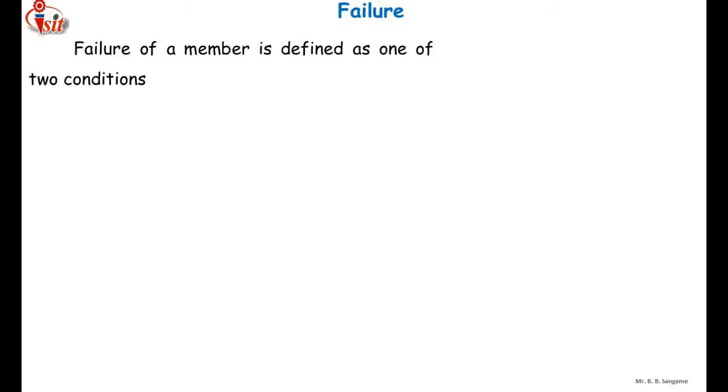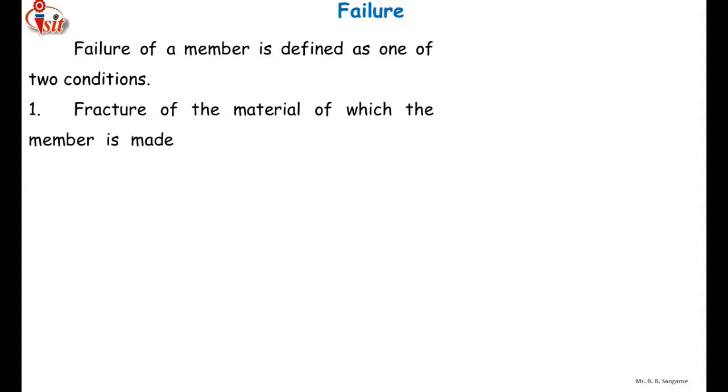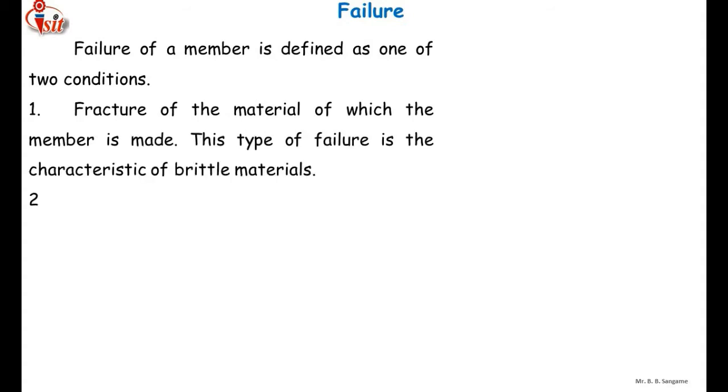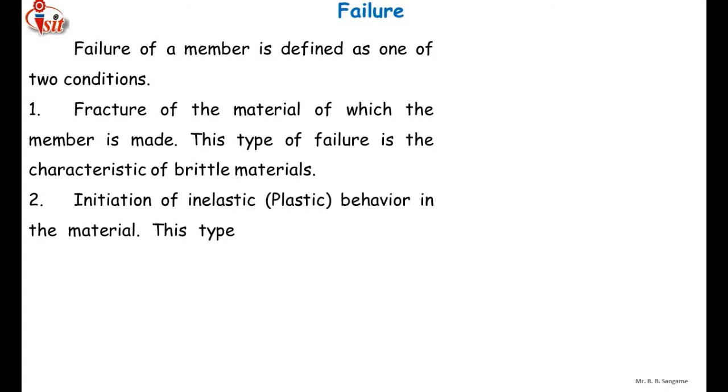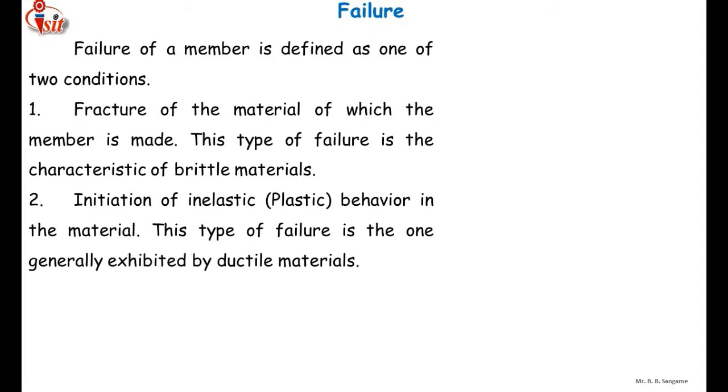Before going to the theories of failure, first we need to understand what failure is. Failure of a member is defined as one of two conditions: fracture of the material of which the member is made, which is characteristic of brittle materials; second is the initiation of inelastic, that is plastic, behavior in the material. This type of failure is generally exhibited by ductile materials.